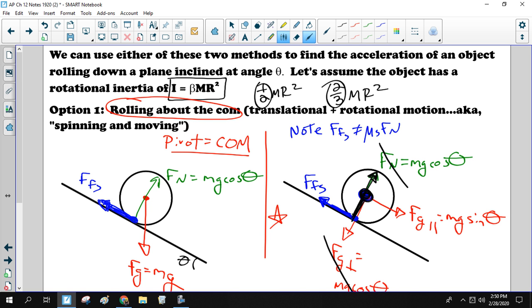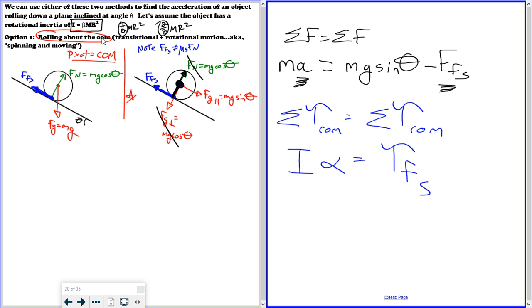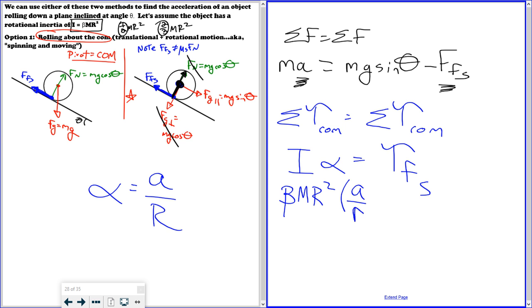Gravity has a zero lever arm because it's at the center of mass. So only static friction is actually going to produce torque. Okay? So here we go. Let's see, what is I? I is beta times mr squared. And then alpha, remember we did this last time, we can use a jumper equation and write that as a over r. So this is a over r, equals the torque from static friction.